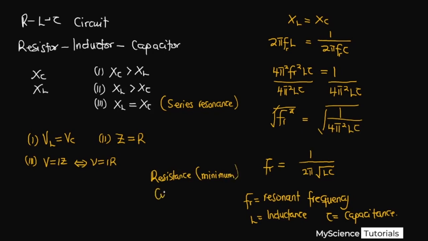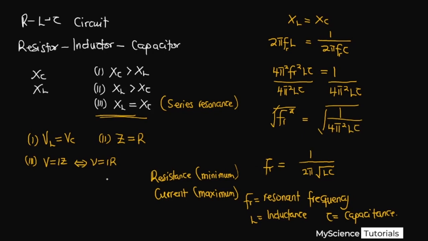Because it's at the minimum, the current experienced at this point is at the maximum. It's at the maximum over here. So the keynote over here is that when we have an RLC series circuit and this third condition is met, where the inductive reactance is equal to the capacitive reactance, we say that that phenomenon is called series resonance, and the frequency at which it happens is what we call the resonant frequency, given mathematically as 1 over 2 pi the root of LC, as we can see over here.